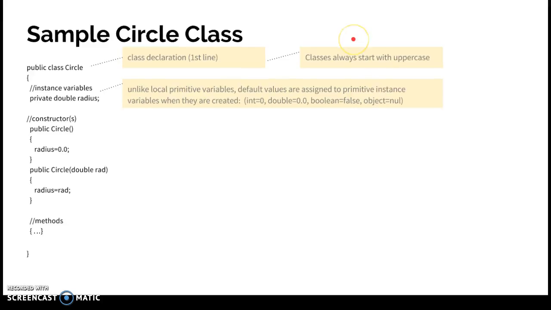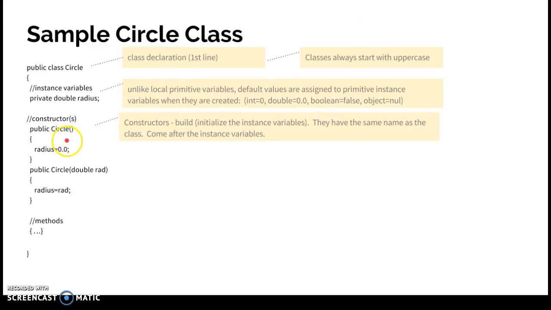Okay, that being said, we have two constructors here. So we didn't really need these default ones because we built a default constructor. Constructors have the same name as the class, Circle. And this is a public constructor, and they usually are public. And the constructors initialize the instance variables. So these two things are mandatory, okay? You gotta have instance variables and you gotta have constructors. They have the same name as the class and they come after the instance variables.